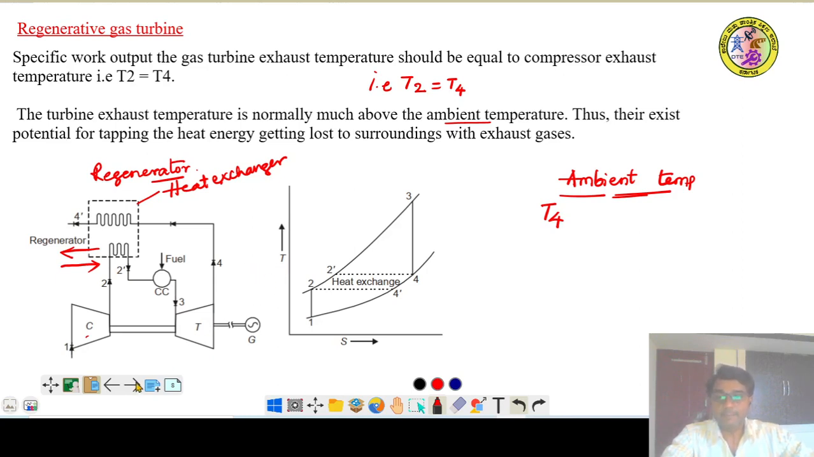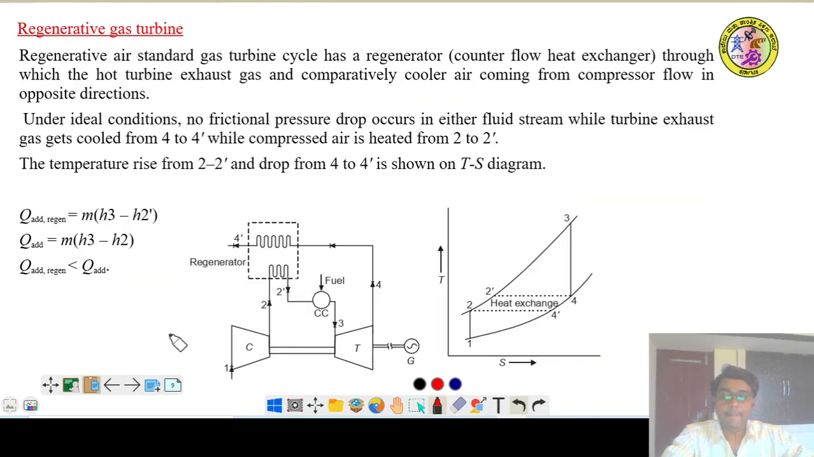So you can observe here, the regenerative air standard gas turbine cycle has a regenerator, that is nothing but a counter flow heat exchanger, through which the hot turbine exhaust gas and comparatively cooler air coming from the compressor flow in opposite directions. As I said, the hot exhaust gases from the turbine enter in this direction, and the compressed air enters in this direction. When flowing in opposite directions, the compressed air absorbs the heat from the exhaust gases. At that time, no frictional drop occurs in either fluid stream.